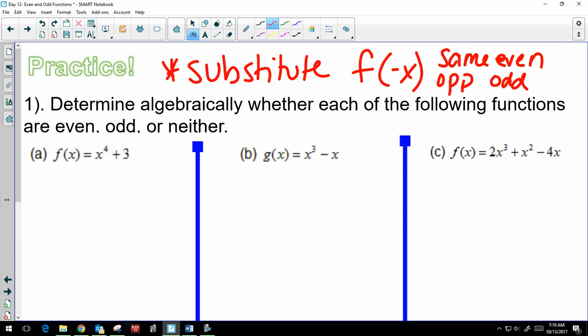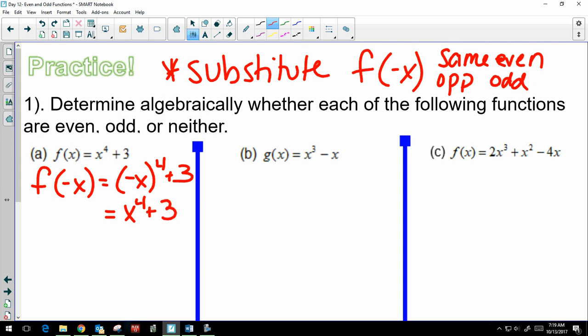So let's take a look at A. F of x equals x to the fourth plus 3. So I'm going to substitute a negative x. So anywhere I see an x, I'm putting in a negative x. So a negative to an even power is going to be even.